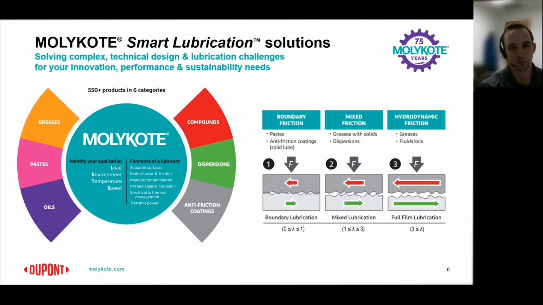And then in the center, you have your mixed friction regime, which would be where you want to use things with solids in them, but still grease. So like greases with solids, grease paste, dispersions, and oil. At this regime, you'll have mostly fluid separation, but you have the occasional asperity contact where you need those solids to kind of protect your substrates.